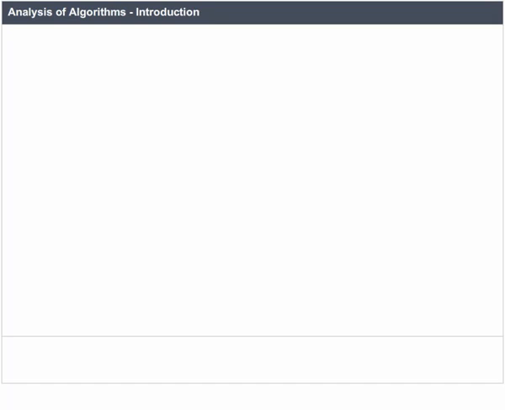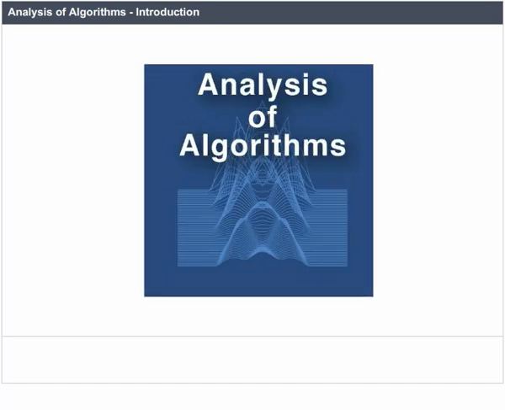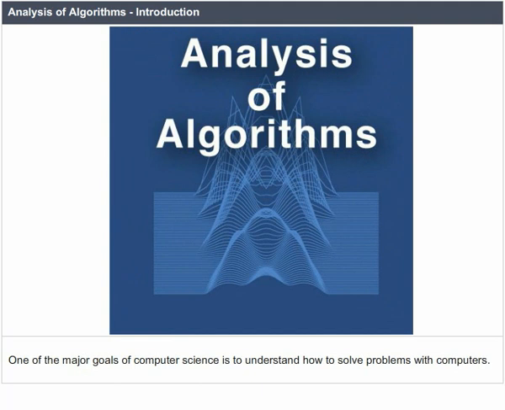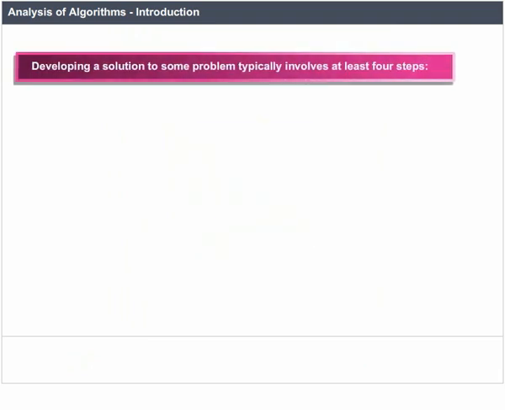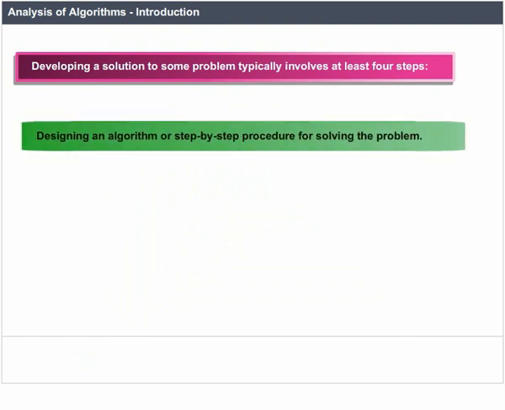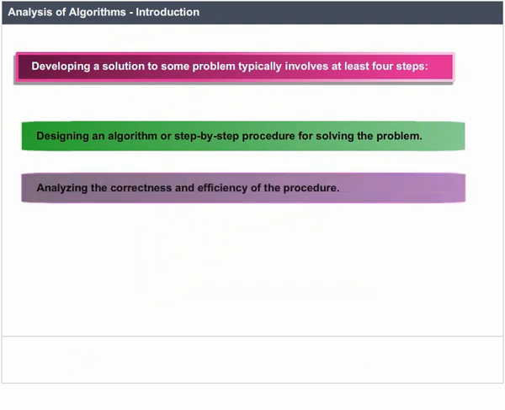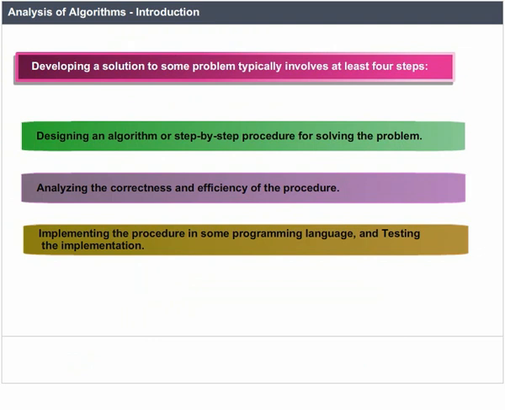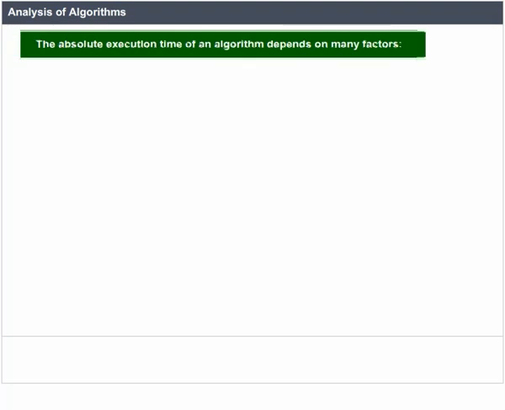Analysis of algorithms. Introduction. One of the major goals of computer science is to understand how to solve problems with computers. Developing a solution to some problem typically involves at least 4 steps: designing an algorithm or step-by-step procedure for solving the problem, analyzing the correctness and efficiency of the procedure, implementing the procedure in some programming language, and testing the implementation. The absolute execution time of an algorithm depends on many factors.